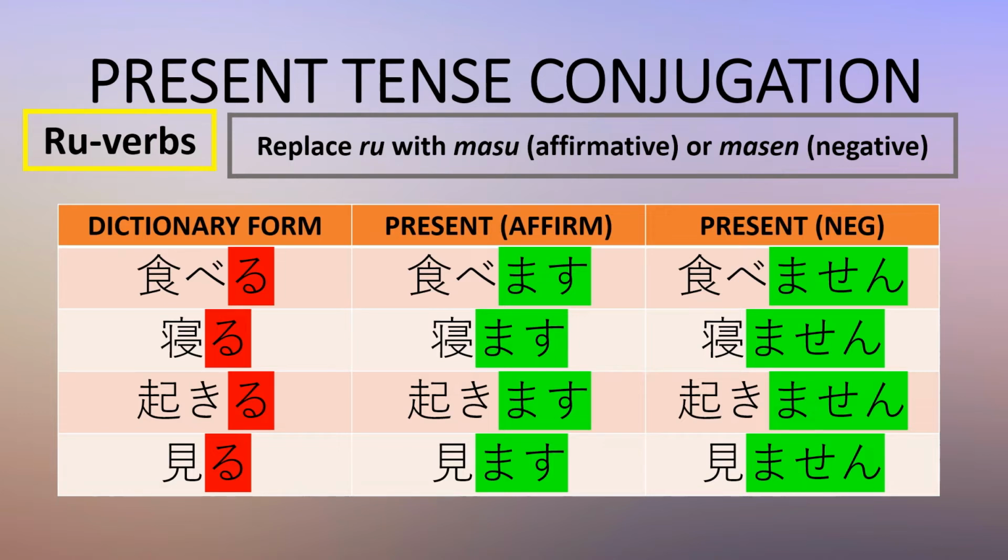Okiru. So we remove ru and then add mas and masen. Okimas, okimasen. As you can see, we always retain the base form. Okay? Retain the base form. That is the most important thing in Ru-verbs.